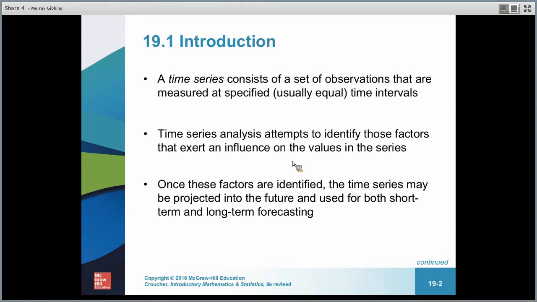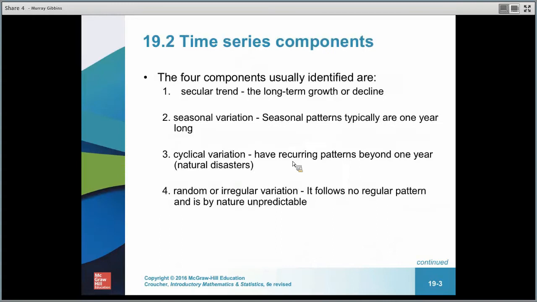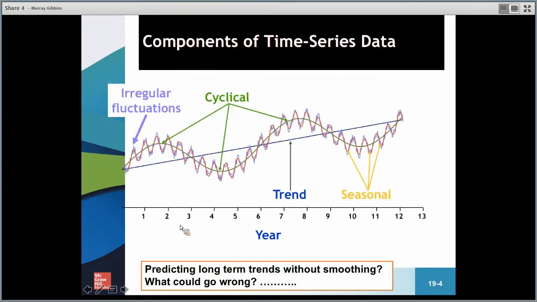One of the things that we're doing in time series analysis is just working out what is going on, what are these lumps and bumps over time, and there are a few of them. There's the seasonal variation, cyclical variation, random variations. But to make it easy to predict the long-term trend, we can smooth out some of these irregularities, and that enables us to really map where we're headed.